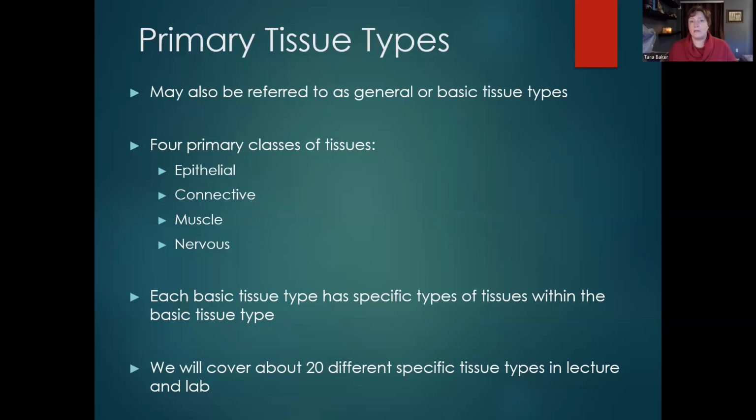But four primary tissue types: epithelial, connective, muscle, and nervous. All right. And then within these primary tissue types, there are going to be subtypes that we're going to learn about. Like I mentioned with connective tissue, there was blood and bone and cartilage. Those are different subtypes. So we're going to be looking at those subtypes as well as the general overall connective tissue. All right, so primary tissue types and then subtypes.